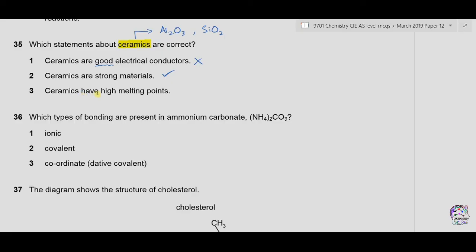The third option is that ceramics have high melting and boiling points. Now these structures, aluminum oxide and silicon dioxide, having giant covalent structure, withstand high temperature and provide electrical insulation, so therefore option 3 is also correct. So therefore the answer is C.